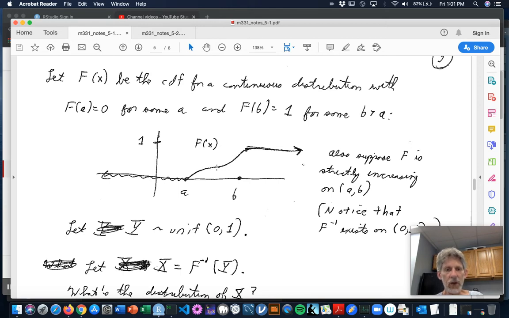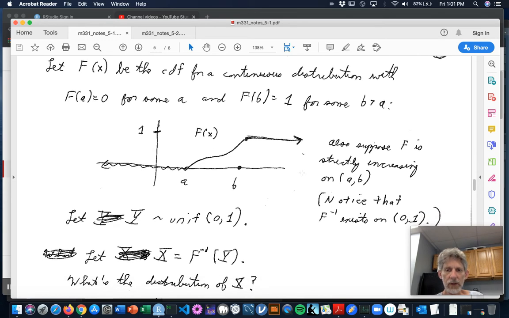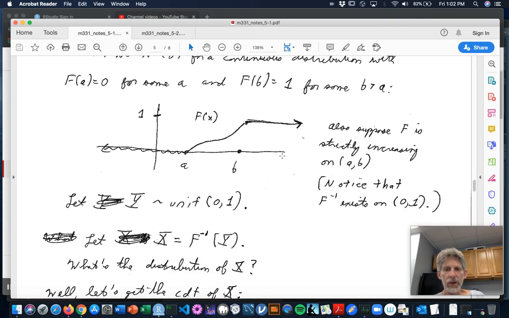It might slow down its rise. It might even flatten for an instant and then continue to rise, but it's got to rise in a one-to-one way. And then it hits a number b where it gets to be 1, and of course it's going to stay at 1. Okay. So such a function would definitely be invertible.